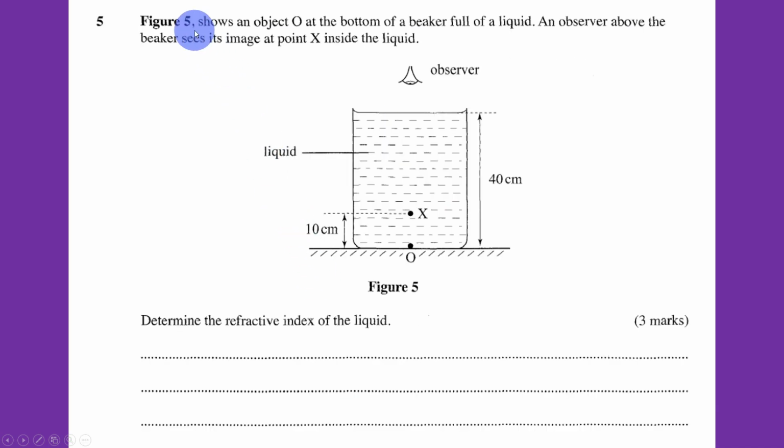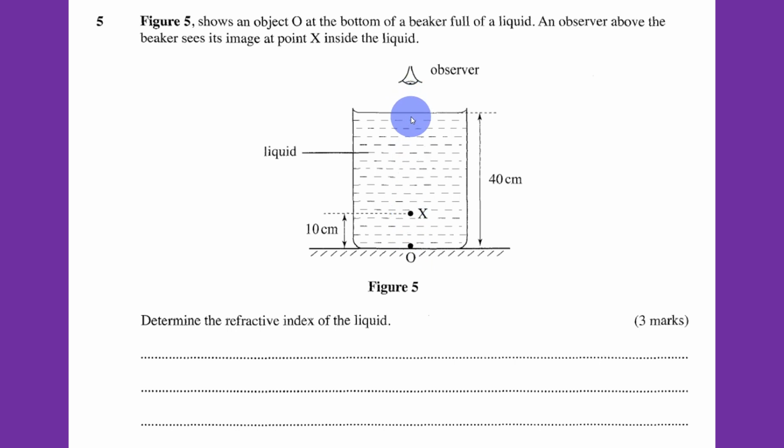In question 5, this is about refractive index and apparent depth. We are told that figure 5 shows an object O at the bottom of a beaker full of a liquid. An observer above the beaker sees its image at point X. Of course, this one is common. If you have a beaker of water and you put it on a bench, and at the bottom maybe you had an object, or maybe you could put a piece of paper with a letter marked at that point, then you observe that letter from above here. You will see that the letter or the object is closer to your eye than it actually is.